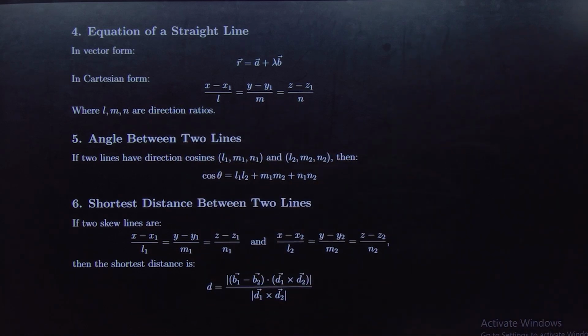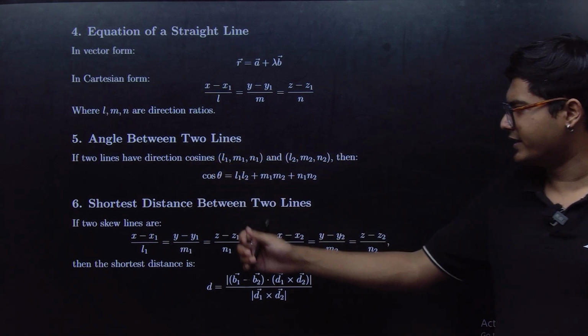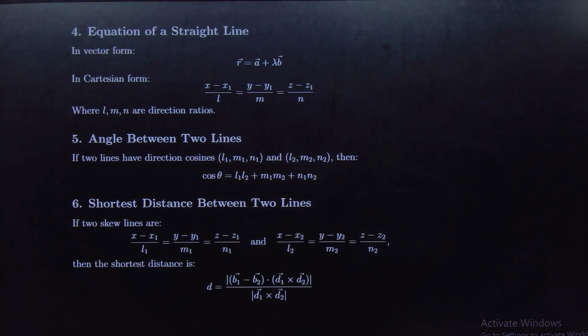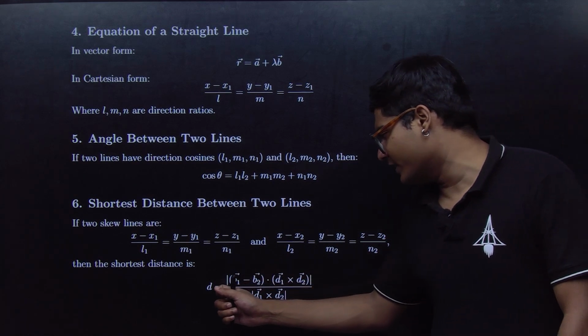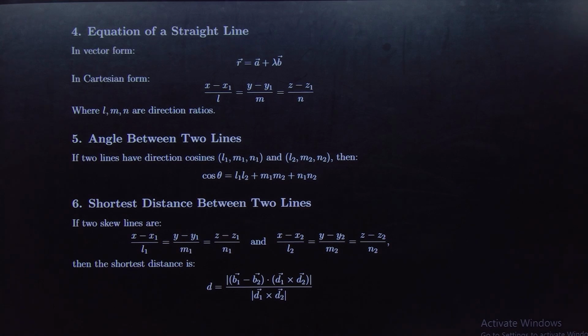Angle between two lines: again, treat them as vectors, take the dot product, and you'll find the value of cos theta, right? So it's nothing but L1 L2 plus M1 M2 plus N1 N2. Shortest distance between two lines is given by this formula: D equal to (B1 minus B2) dot (D1 cross D2) divided by the magnitude of D1 cross D2, okay?